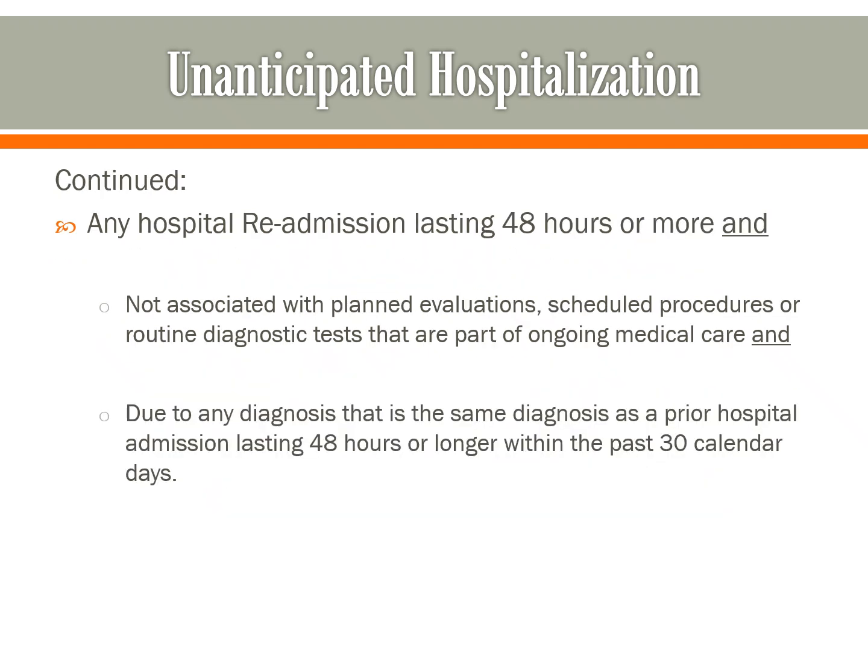The other criteria of unanticipated hospitalization is when an individual is readmitted to the hospital for the same diagnosis previously admitted for within the last 30 days, and they are hospitalized for 48 hours or more. So if an individual was hospitalized for the flu and was discharged, but 2 weeks later they were readmitted for the flu and they ended up staying in the hospital for a week, this would be considered an MUI.